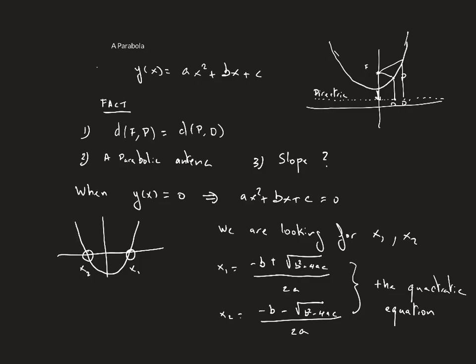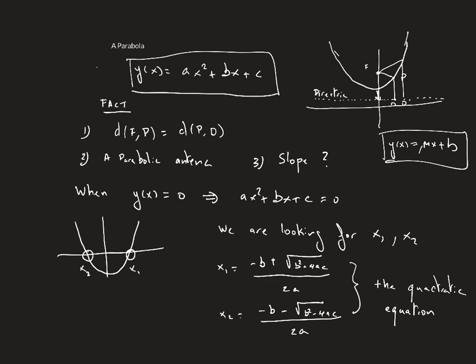In this video, we review the equation of a parabola. A parabola is not a rectilinear line, whose equation is y of x equal mx plus b. That is for a rectilinear line. The equation of a parabola is this one. So we want to analyze this equation.